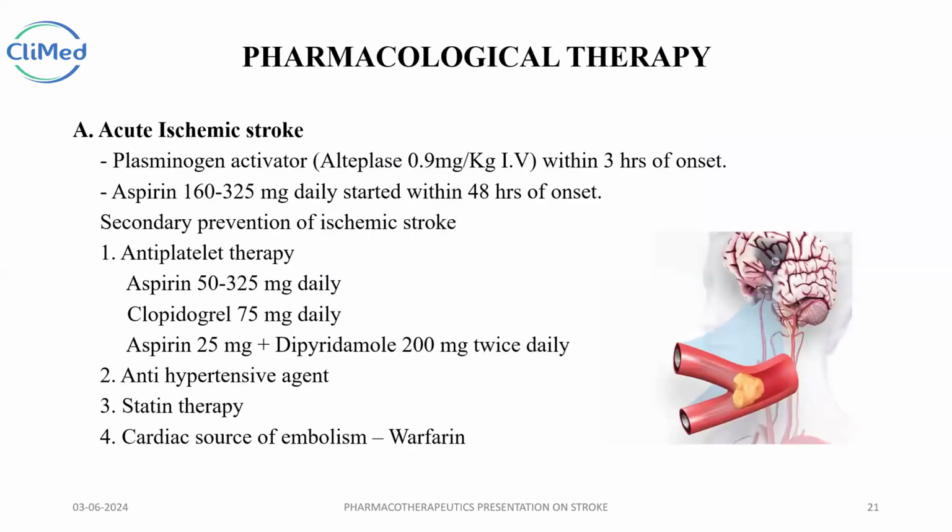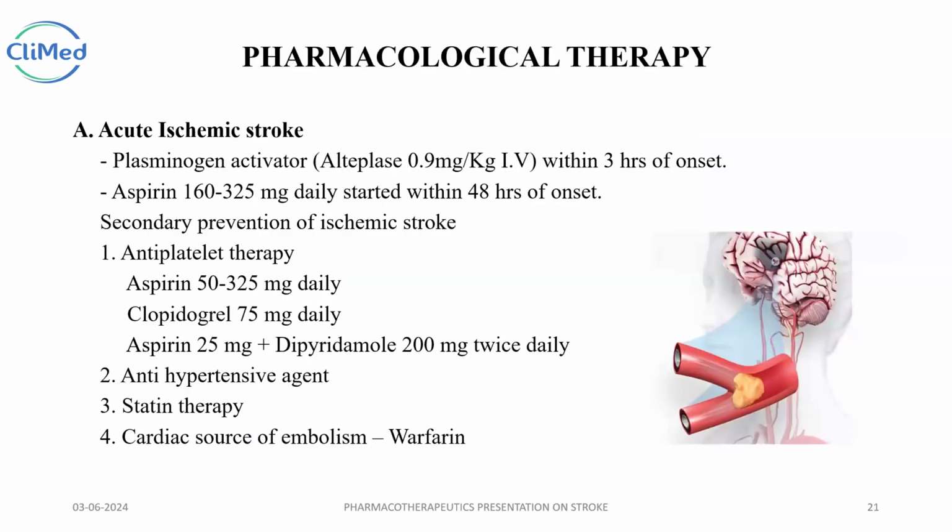Previous slide, please. Then after TPAs, we need an agent which will prevent platelets from sticking to the clot at the site of injury or infarct. For that reason, we have to give antiplatelet agents. We can give aspirin, clopidogrel. Aspirin, 160 to 325 mg daily. Aspirin has to be given within 48 hours of onset.